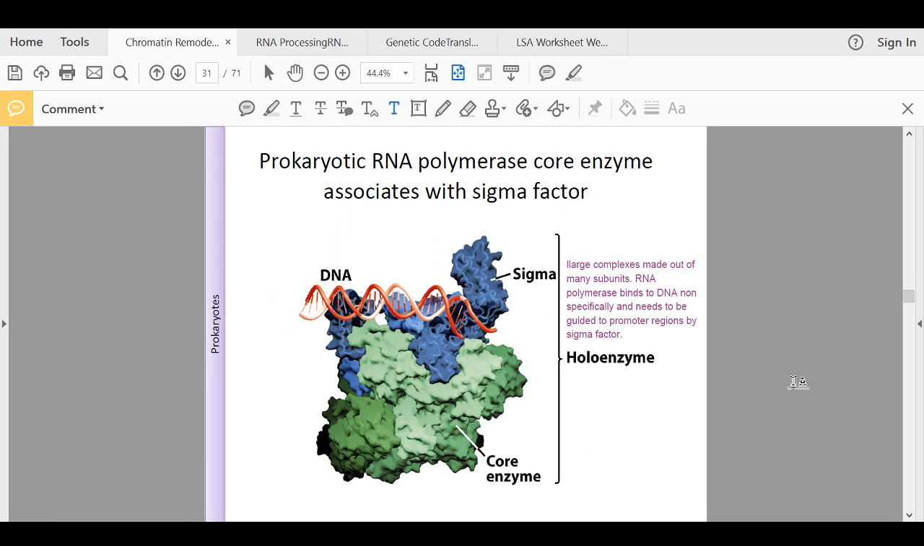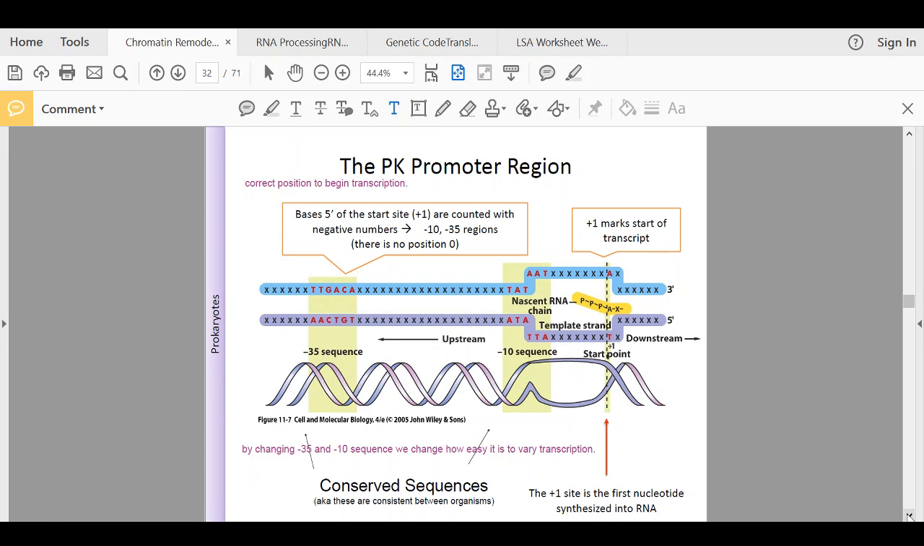So we'll talk about prokaryotic transcription, and we're going to talk about eukaryotic transcription as well. In prokaryotic RNA polymerase, we have a core enzyme that actually associates with this thing called a sigma factor. And the sigma factor helps us determine where in the DNA our RNA polymerase will eventually bind. RNA polymerase itself will bind to the DNA non-specifically, but it will be guided to a promoter region, which is a place in the DNA that will facilitate transcription to occur.